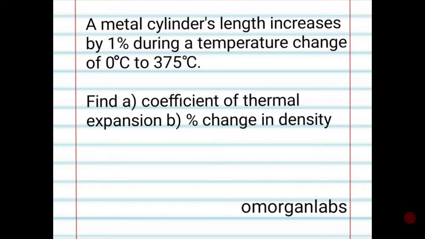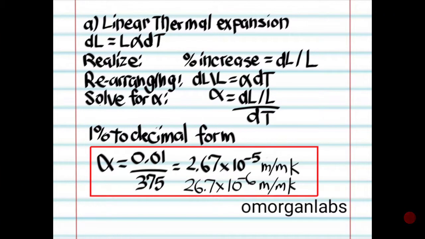Today we'll be talking about thermal expansion. Here's a typical problem you come across when you're dealing with these problems. A metal cylinder's length increases 1% during a temperature change of 0 to 375 degrees C. A. Find the coefficient of thermal expansion. B. Find the percent change in density.